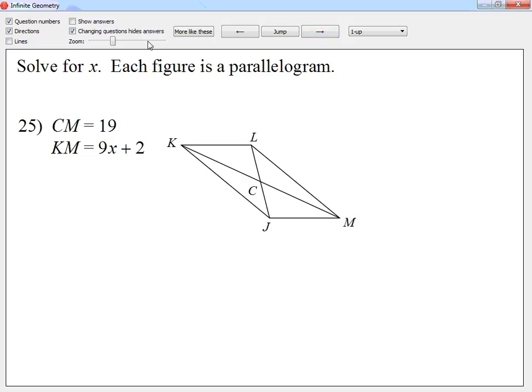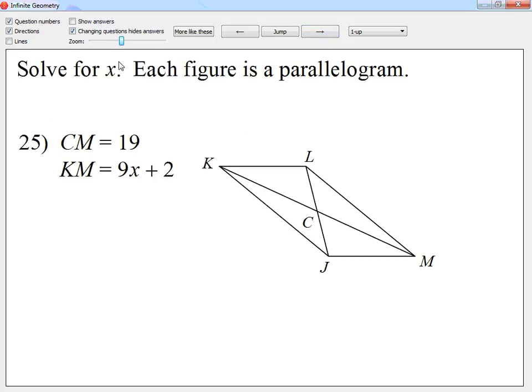Here I'm going to start adding the diagonals, and make sure you look at what they're giving you. In a parallelogram, one diagonal is the same length as the other one. So what I mean is KM is the same length as LJ. Not only are they the same length, but they cut each other in half.